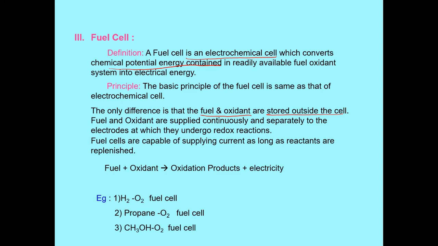So these fuel cells are dependent on the supply of fuel and oxidant. If you stop the supply of this fuel, the redox reaction will stop and electricity cannot be generated. So fuel cells are capable of supplying current as long as the reactants are being supplied. When you stop the supply, the fuel cell cannot be operated because the redox reaction cannot go further, and therefore electricity cannot be generated.